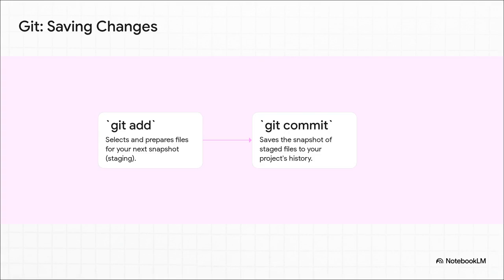Now, here's something you gotta get about Git. Saving your work isn't just one click. It's a very deliberate two-step dance. First, you use git add. Think of this like putting your changes into a shopping cart. You're picking out exactly what you want to save in your next snapshot. Then, once your cart is ready, you use git commit to, well, check out. That takes the snapshot and saves it forever in your project's history, along with that all-important message explaining what you did.